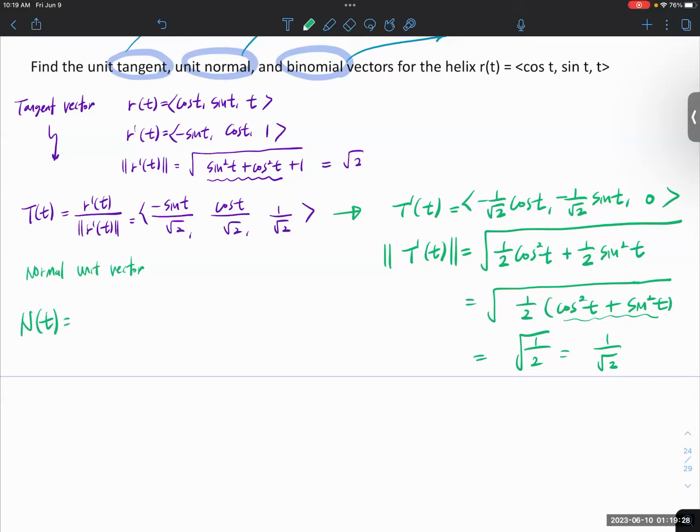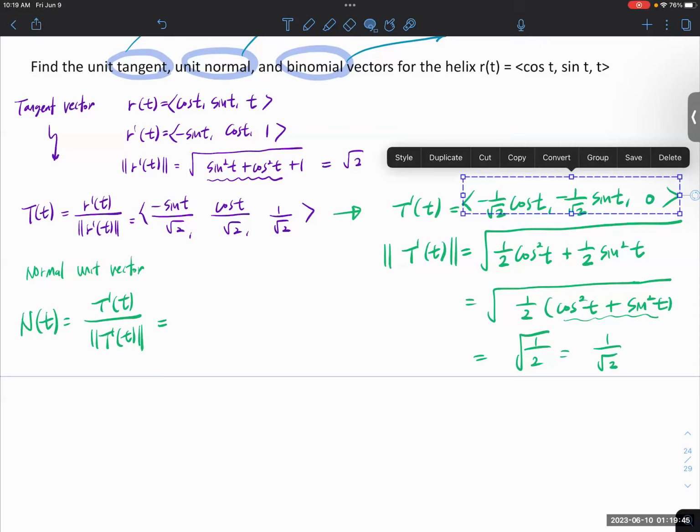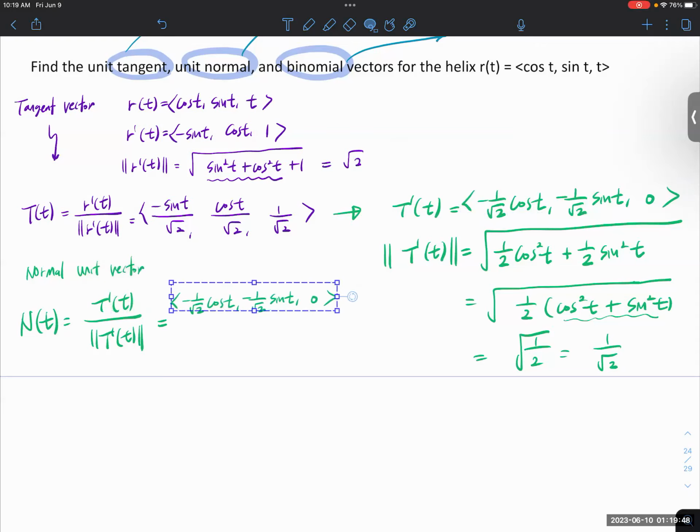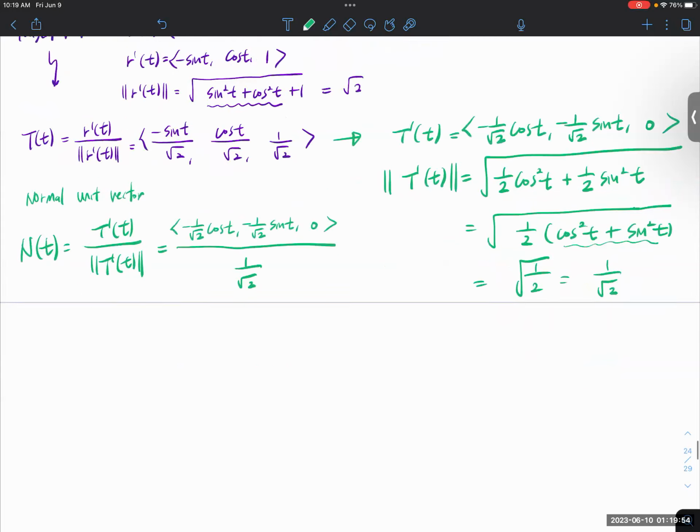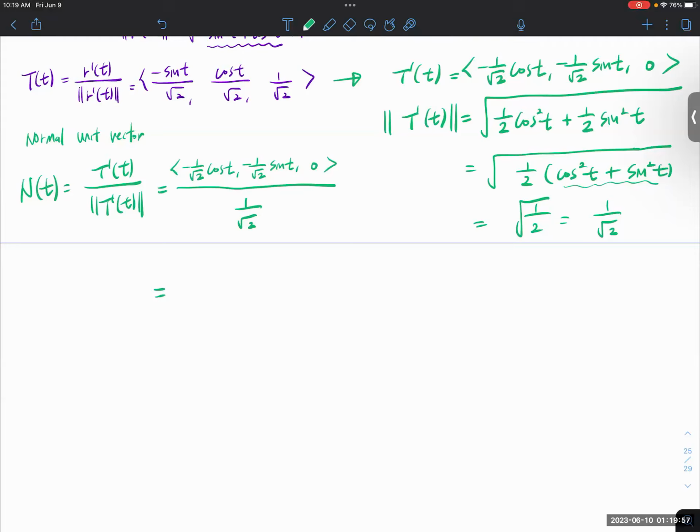The normal unit vector is T prime divided by the magnitude of T prime. So therefore, you can say, negative 1 over radical 2, I'm going to just copy this, this one divided by this one divided by 1 over radical 2. Let me simplify this. If you divide each one, this is going to be negative cosine t, because top and bottom cancel, negative sine t, and 0. So this is the normal unit vector.